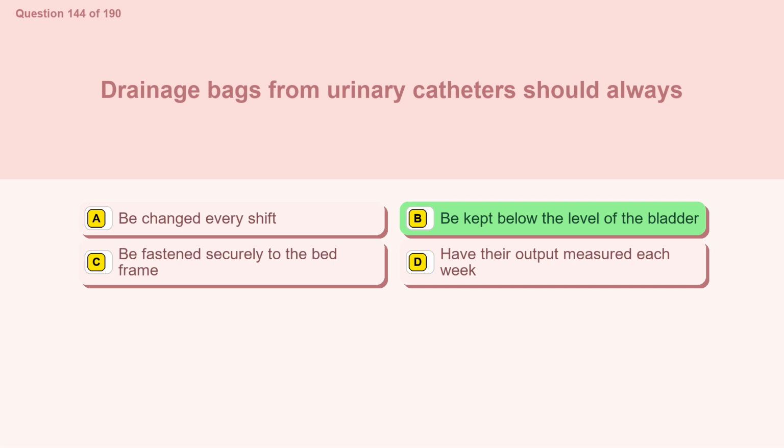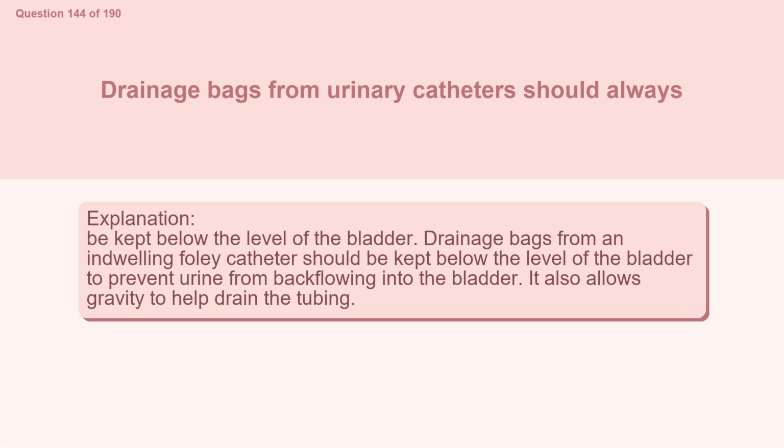The correct answer is option B. Be kept below the level of the bladder. Drainage bags from an indwelling Foley catheter should be kept below the level of the bladder to prevent urine from backflowing into the bladder. It also allows gravity to help drain the tubing.